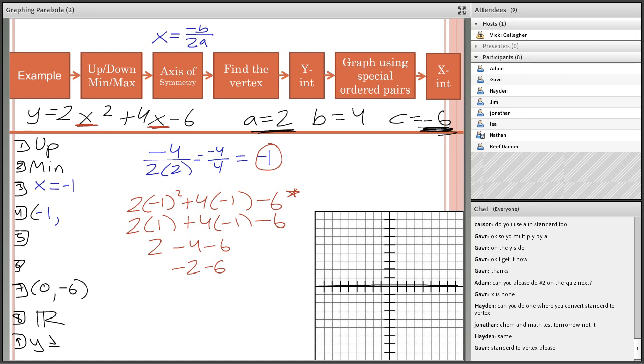Sorry, guys. All right. Negative 8 is my y value, so that goes in my vertex. It is my extreme, and it's also part of my range.